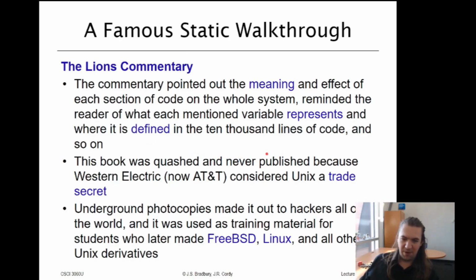It turns out this was never published because it's a trade secret, which is kind of funny. But of course, just like lots of other things, leaks happen. And this got leaked out, and now it's actually training material, which is kind of neat. And it is a pretty big piece of code, so it's interesting to look through.